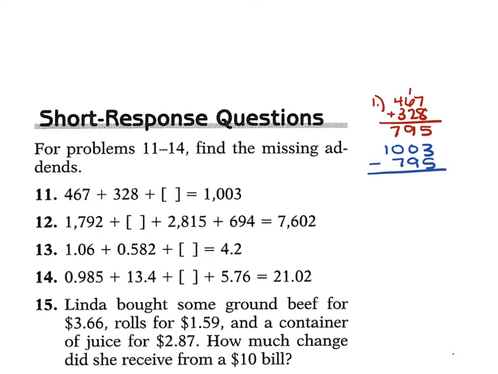I line up my place values. I cannot take 5 from 3, so the 3 becomes a 13. The 0 then becomes a 9. The following 0 will then also become a 9, making the 1 next to it a 0. So we have 13 minus 5, which is 8, 9 minus 9, which is 0, and 9 minus 7, which is 2. So 208 is the number we are missing.